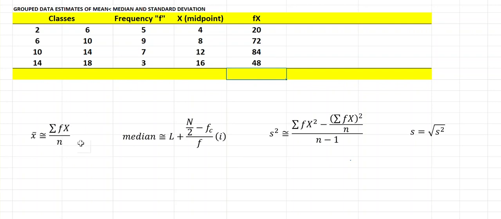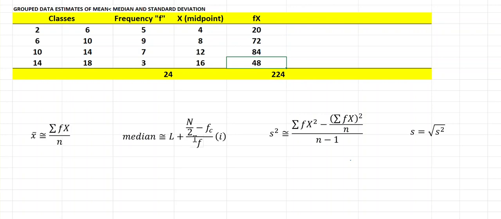The next thing we do is we need to calculate n. N is the total number in your sample, so that's 5 plus 9 plus 7 plus 3. So we're just going to use our auto sum feature, and we find that that is 24. We also need to auto sum f times x. That's what the sum means, the sum of f times x. So let's auto sum that, and that's 224.